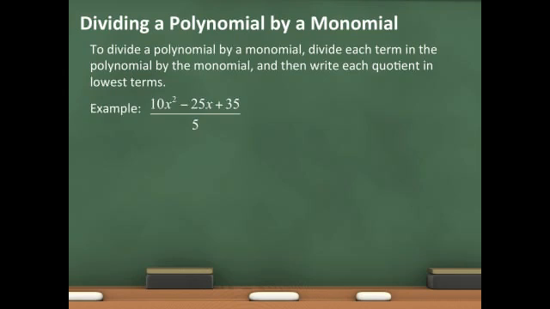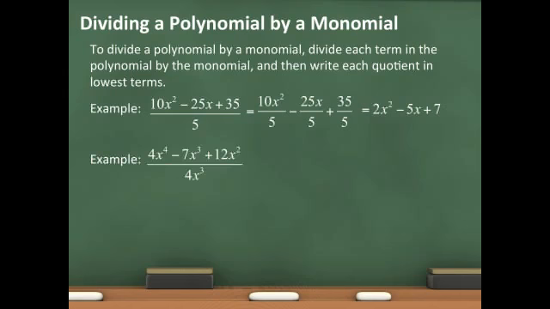In the first example, we have the polynomial 10x to the second power, or we can say 10x squared, minus 25x plus 35 divided by 5. We begin by dividing each term in the polynomial by 5. We can do this by rewriting the problem as 3 fractions. After we divide each fraction, we get 2x squared minus 5x plus 7.